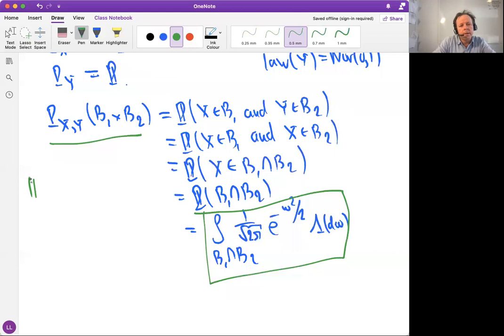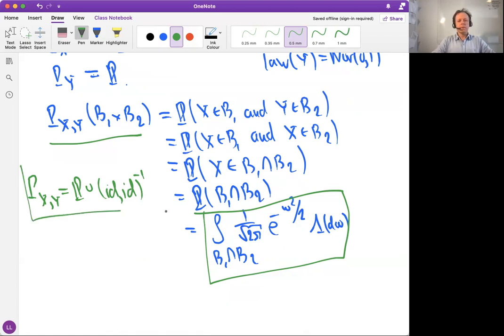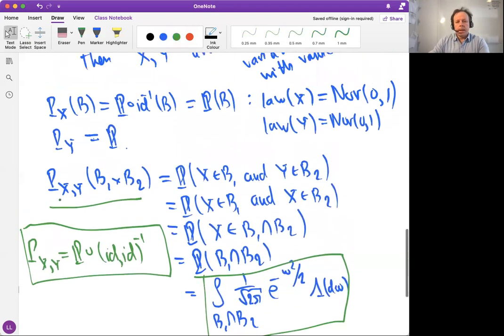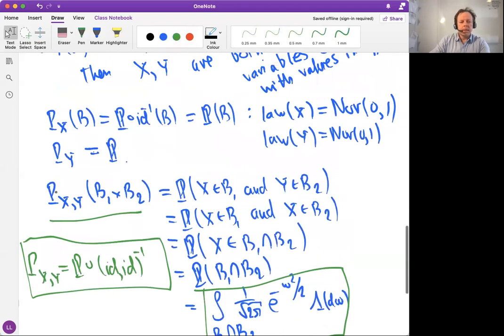Or we could also briefly say that the joint law is just: we take the Gaussian measure on the real line, and then we take the identity pre-image in this way. Okay, that's the law. It's not very concrete, but that's what it is. Now we can ask, okay, does this law have a density?